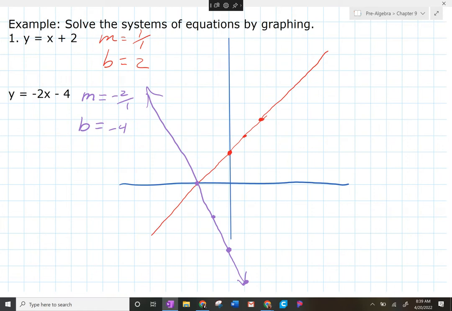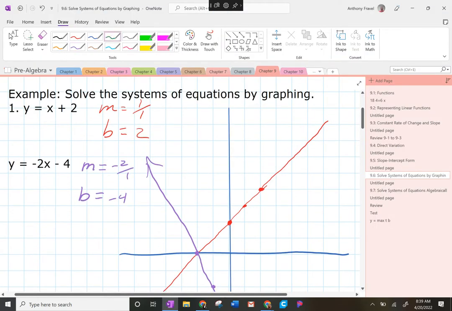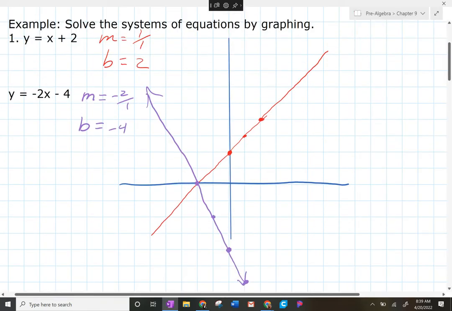Do you see a spot where X marks the spot? You do. Fantastic. All right, so what we're going to do to find the solution to this is we're actually going to give the ordered pair of where these ones come together. So when I put my ordered pair, which number comes first, the X value or the Y value?